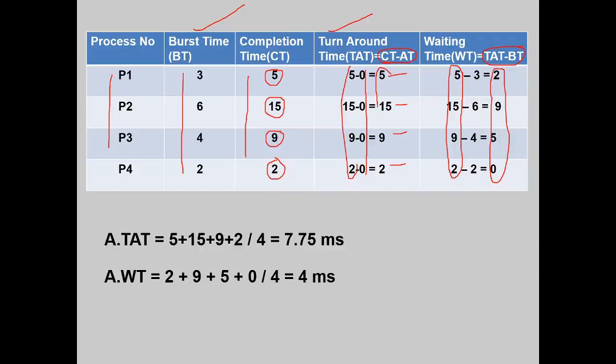So you need to find out the averages. So average turnaround time is, you are going to consider these values divided by 4. 4 processes are there and 7.75 milliseconds will be the answer. Now consider these values for the average waiting time and divided by 4, you will get here 4 milliseconds.